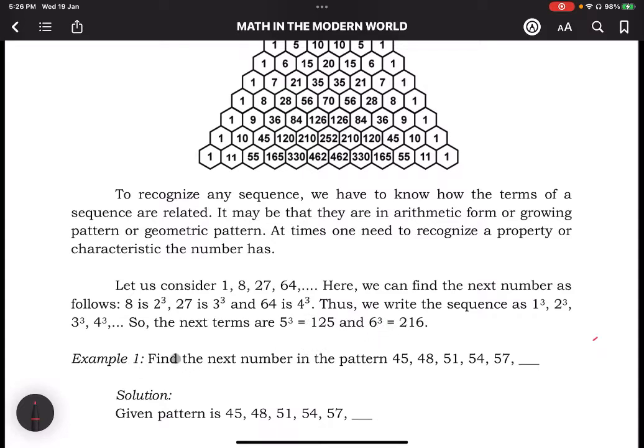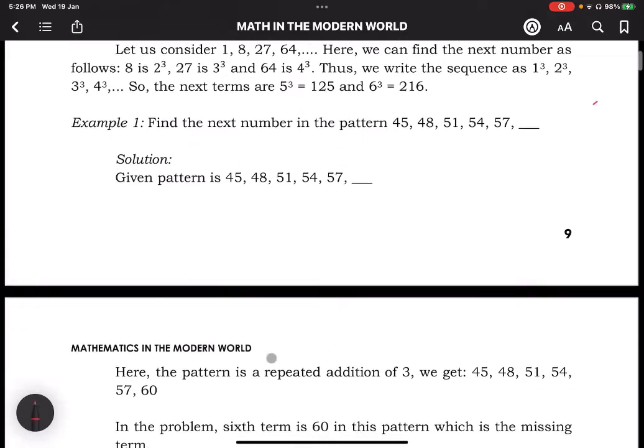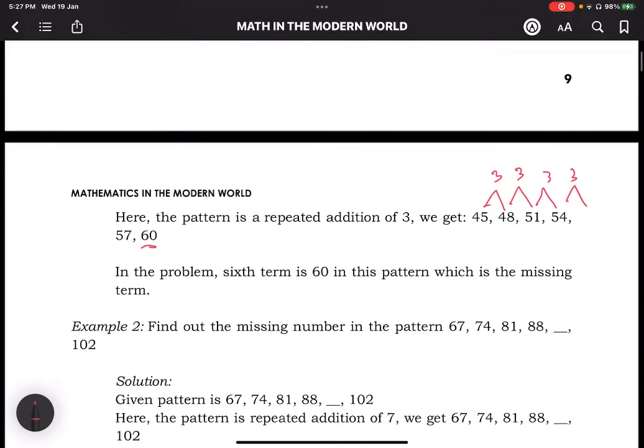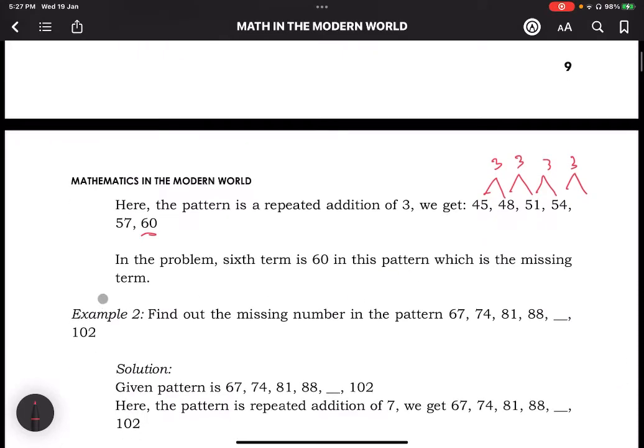We have an example here. Find the next number in the pattern: 45, 48, 51, 54, and 57. Given the pattern, we have the following solution. Here the pattern is a repeated addition of 3, because 45 plus 3 is 48, plus 3 is 51, plus 3 is 54, plus 3 is 57. So the next one, the missing term, is 60. In the problem, the 6th term is 60 in this pattern, which is the missing term.